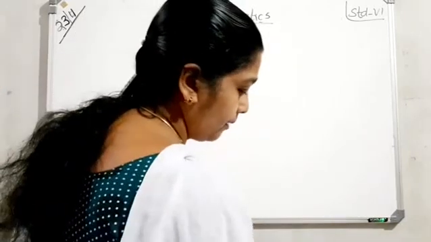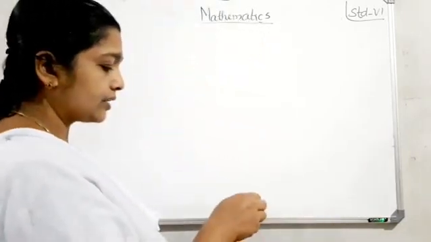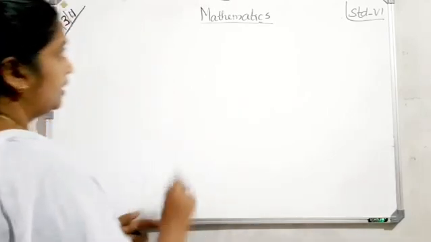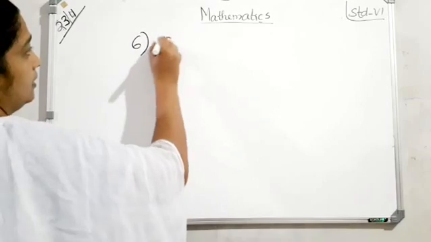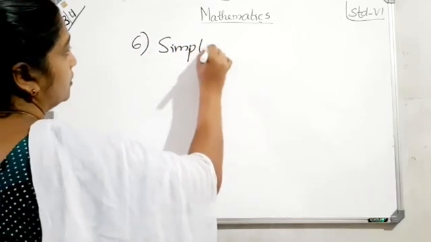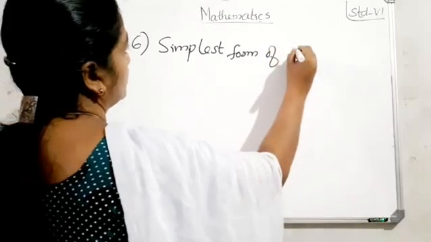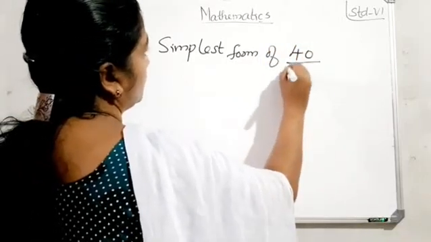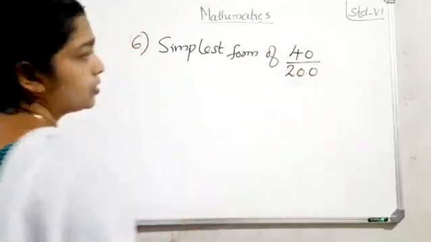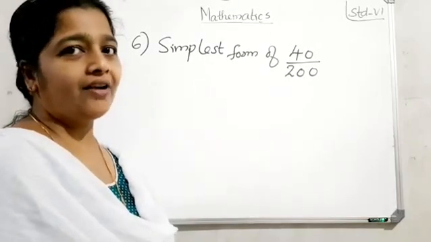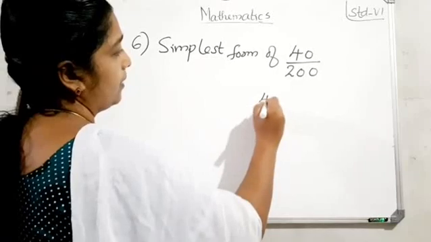Find the simplest form of the given fraction. How can we solve for the simplest form? Find the simplest form of 40 by 200. You can use the cancellation method or find the HCF and divide. Clear?